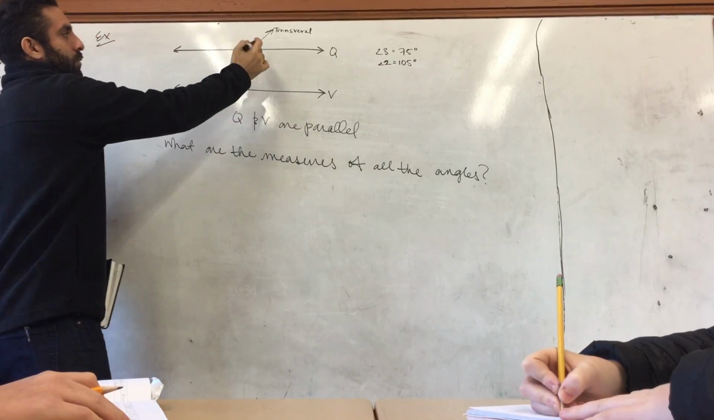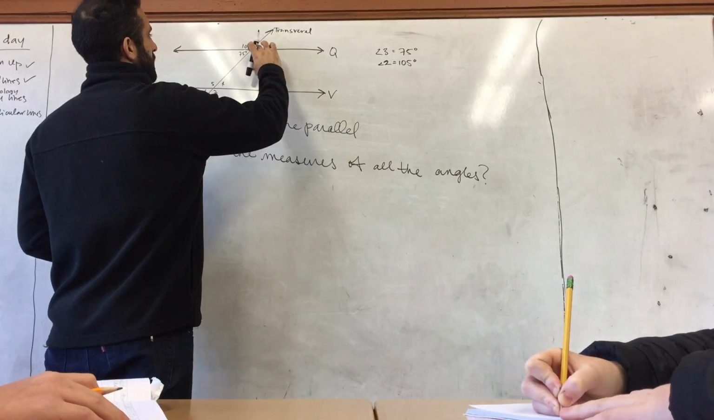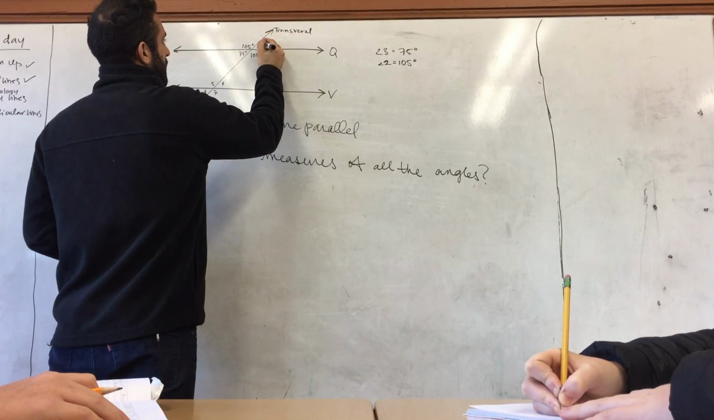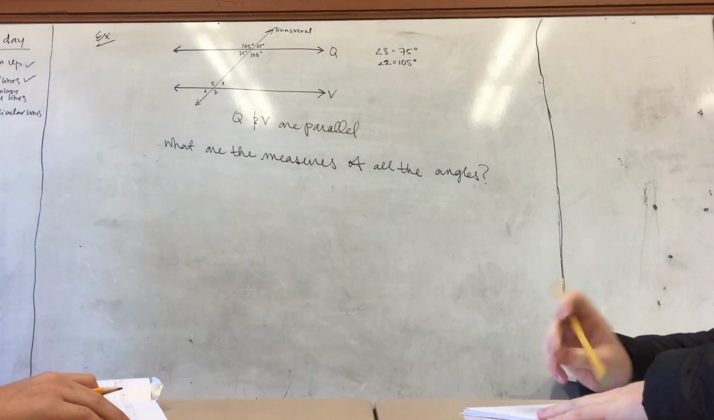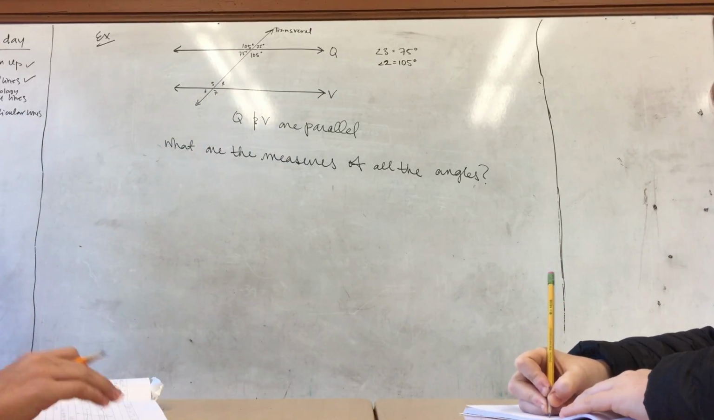Okay, what's number 1? What's this one gonna be? Number 1, 75. Also 75 degrees. Okay, now take a look and tell me how Avery knows that these are the angles.